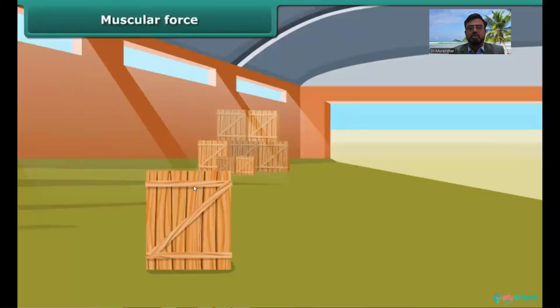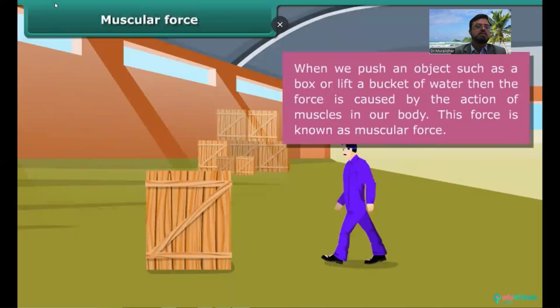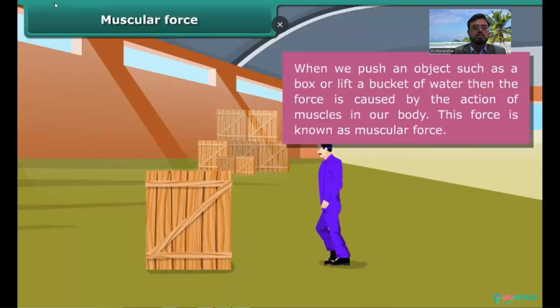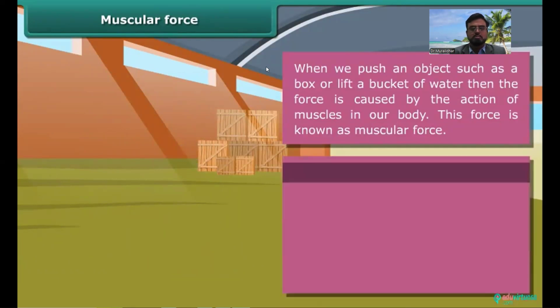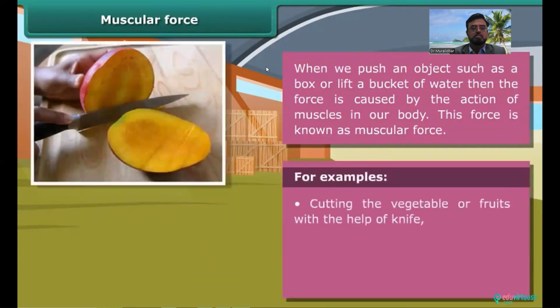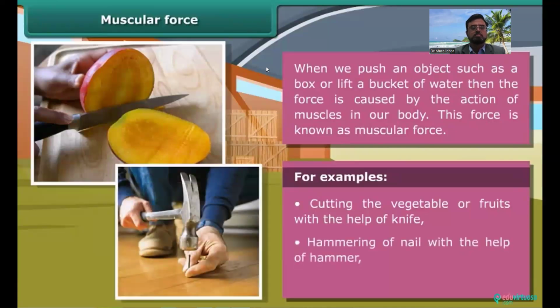Muscular force. The force of When we muscles. push an object such as a box or lift a bucket of water, then the force is caused by the action of muscles in our body. This force is known as muscular force. Note that muscular force is always applied either directly through touch or indirectly with the help of a stick or piece of rope. For examples, cutting the vegetable or fruits with the help of knife, hammering of nail with the help of hammer, pulling a cart by horse.